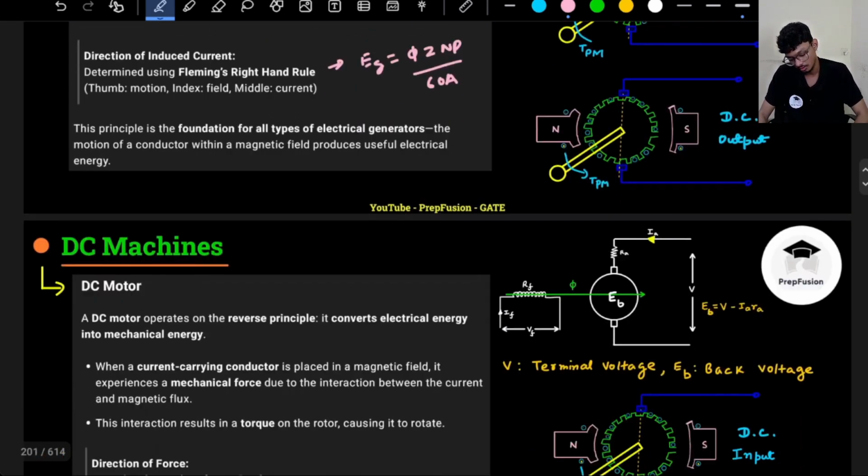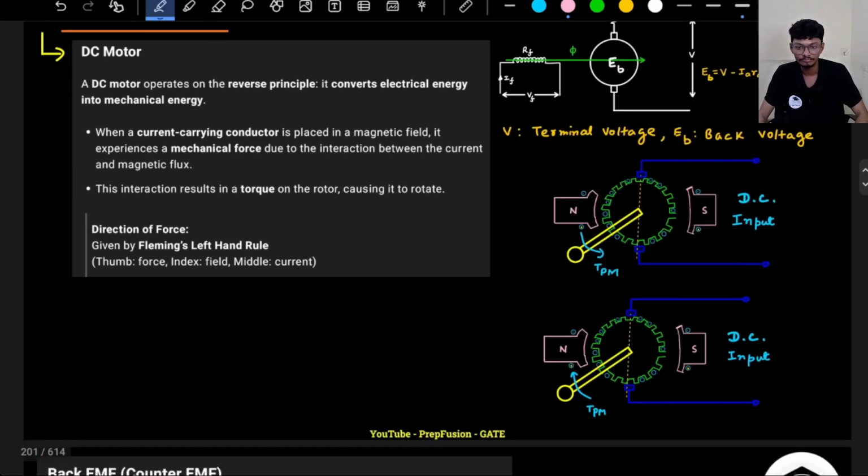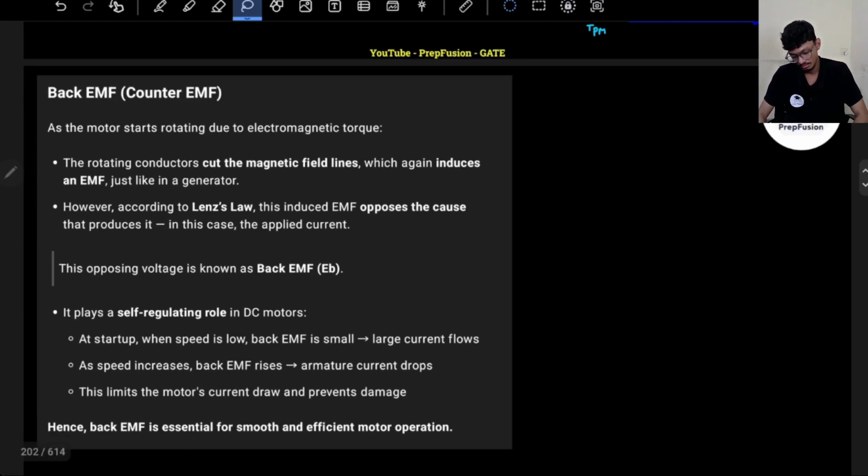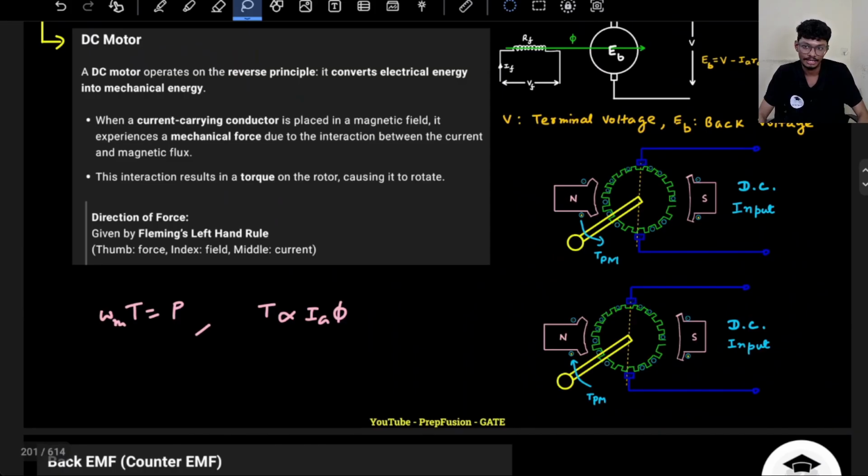Now for a motor, mainly you have to discuss the torque. So what is the torque developed? Power output will be Eb into Ia, so torque will be the power output of the motor divided by omega m, the mechanical speed. Also we know that our torque is proportional to the armature current and the flux per pole. So these are the key points about motor and generator.